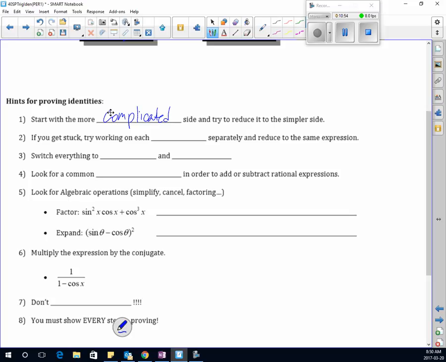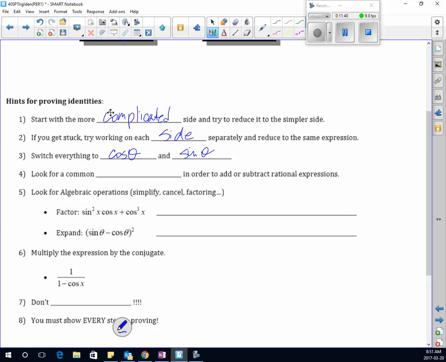Number 2, if you get stuck, try working on each side separately. That's a legit way of proving. Back in the old school way, you could only start at one side and finish that side and it had to equal the other side. And we're a little bit lenient, so if you start on one side and you get stuck, start on the other side and keep going until they match, right? Okay. Third suggestion is switch everything to cos theta and sine theta. So for instance, tan, write it in terms of sine over cosine, right? Cotangent, cosecant, all those.